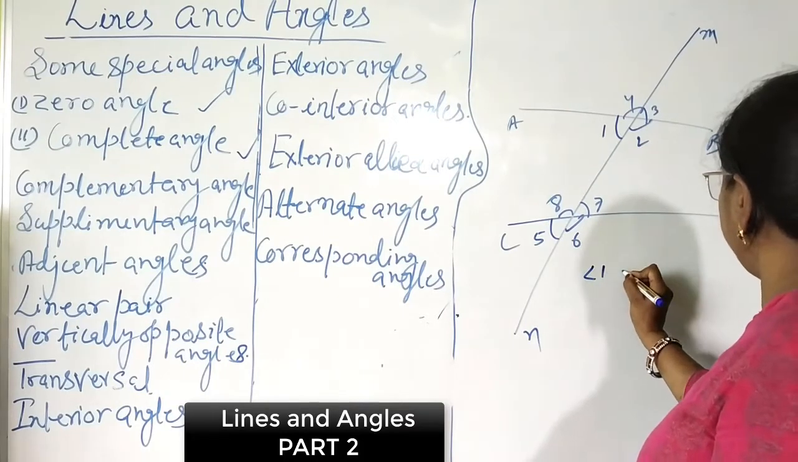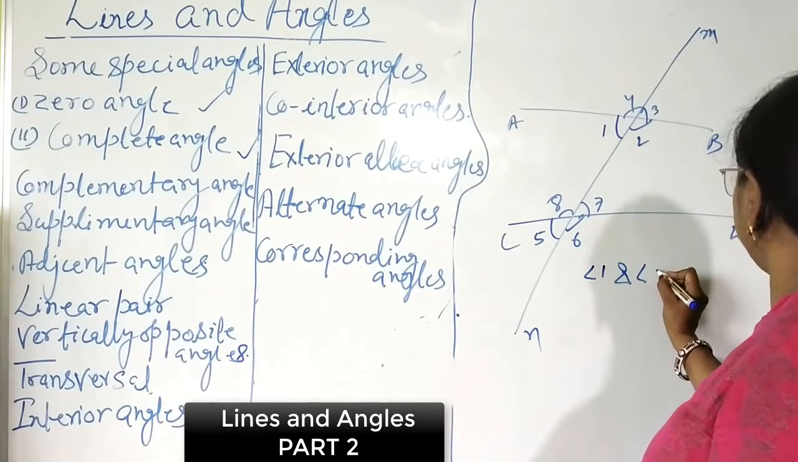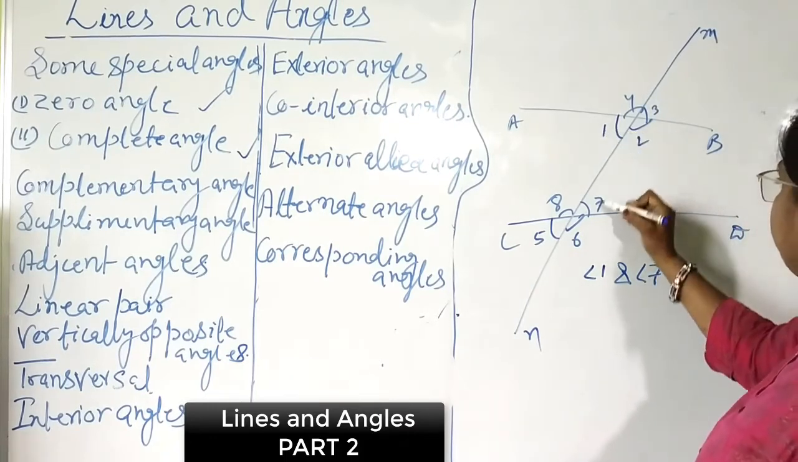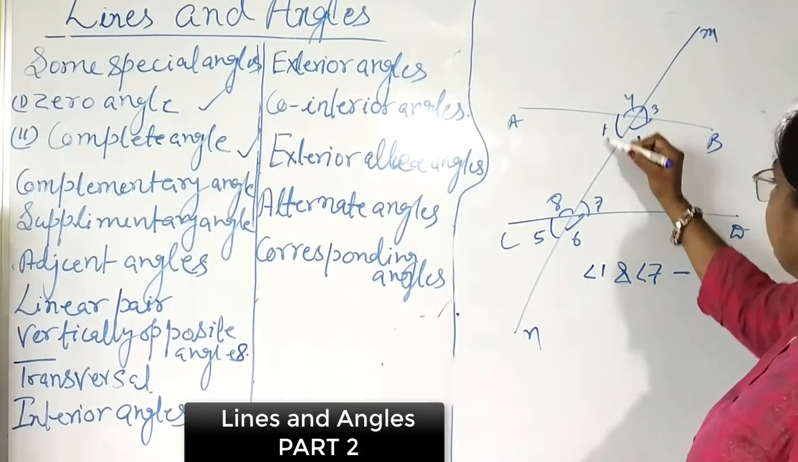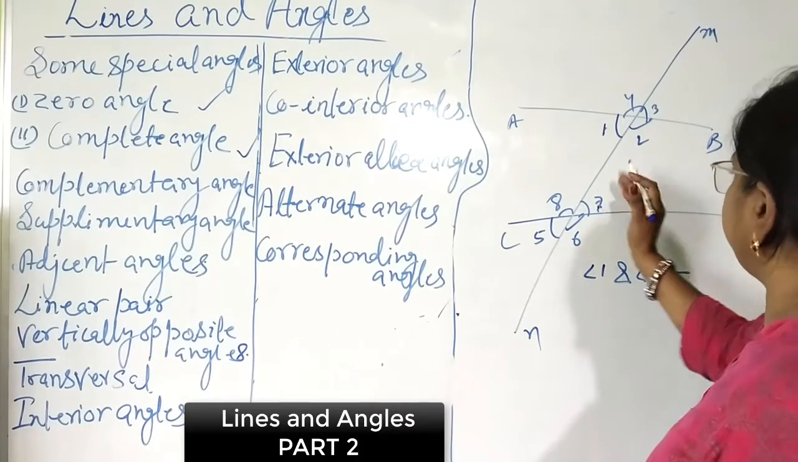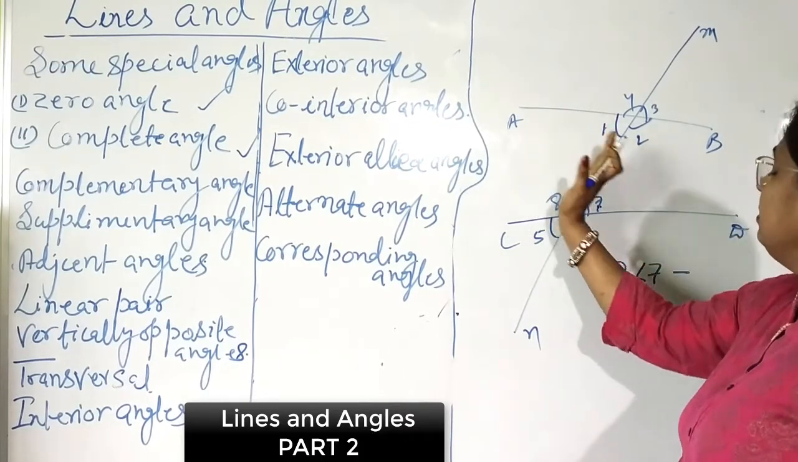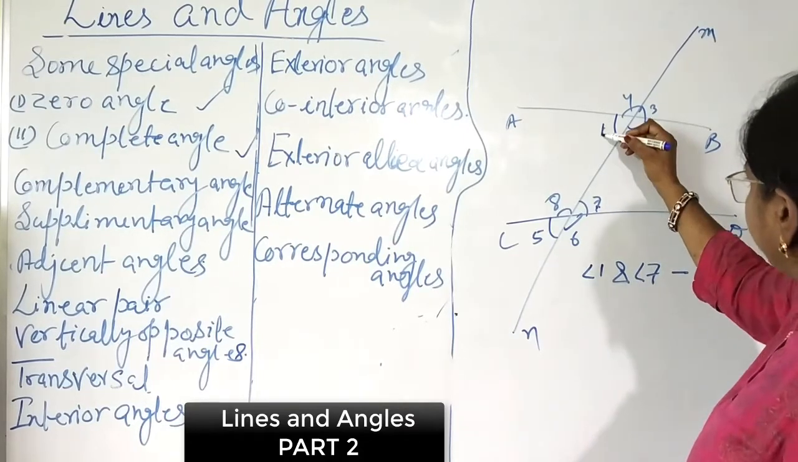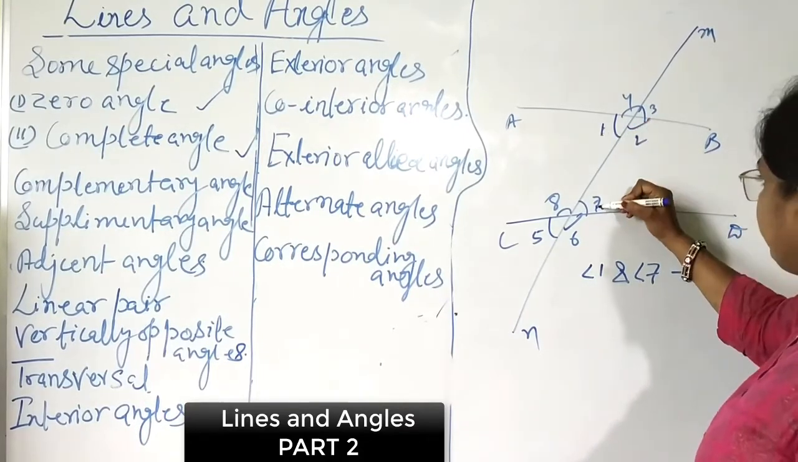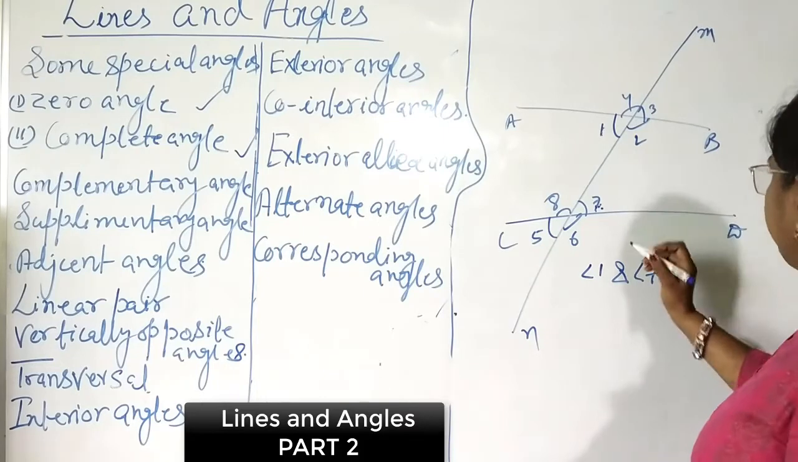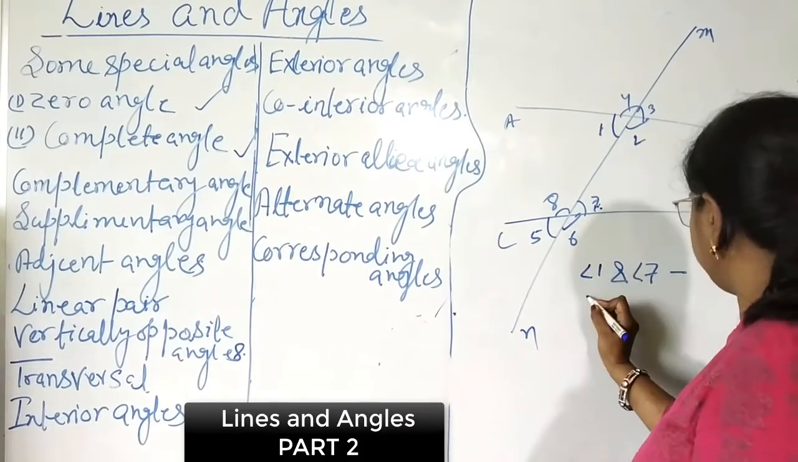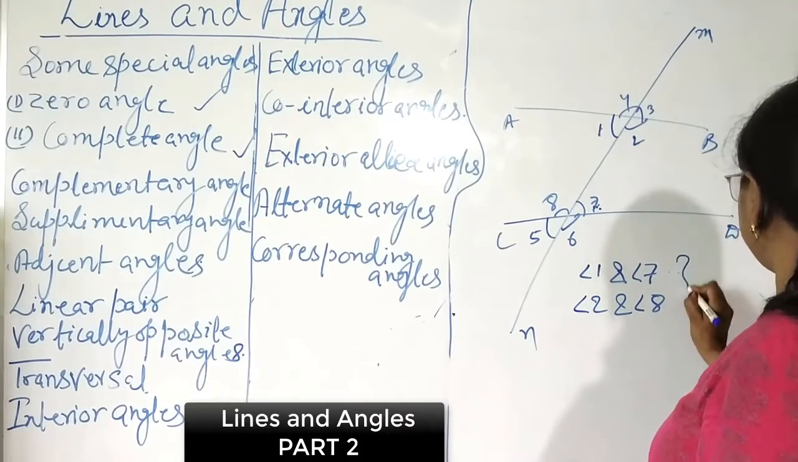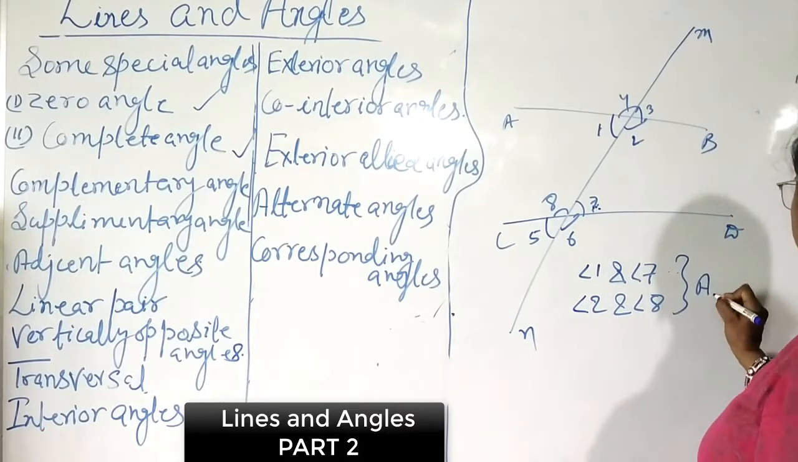Angle 1 and angle 7. Angle 1 and 7 are alternate interior. These two angles are alternate interior. The same side is interior allied angle, and alternate 1, 7. These are alternate angles. In the same way 2 and 8, angle 2 and angle 8. It is alternate angle.